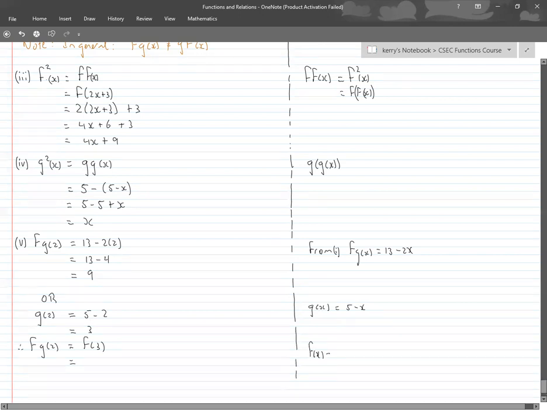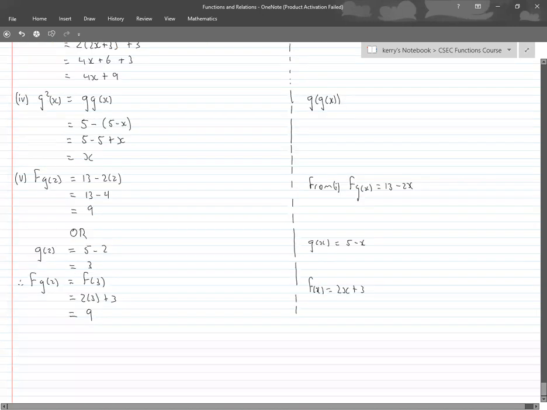f of x is equal to 2x plus 3. So we are looking for f of 3. So you take 3 and plug it in here. You'll get 2 times 3 plus 3, which is 6 plus 3, which is 9. So you end up with the same answer anyway. So you don't need to find the general composition of two functions to find the answer for this. It's up to you to decide, depending on the information that you have.